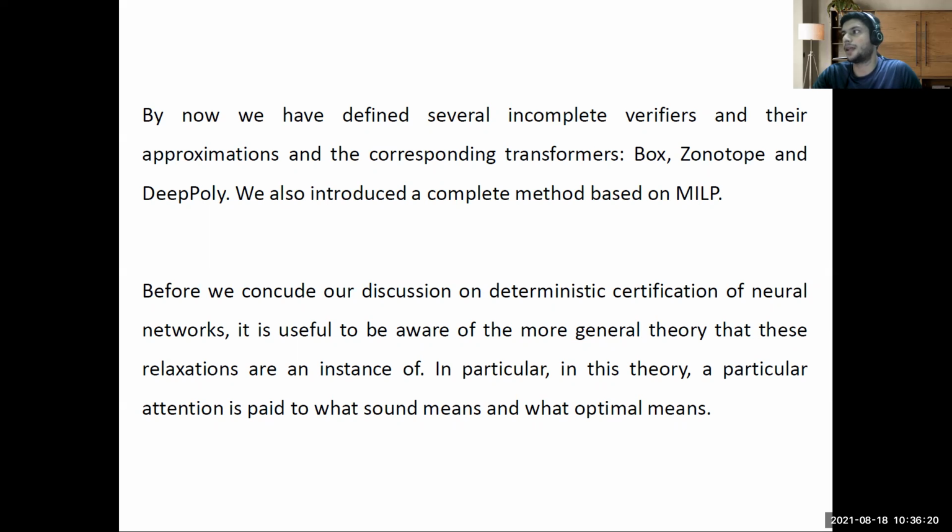As a summary, we have discussed box, Zonotope, and deep poly as incomplete verifiers. We also looked at the complete method based on MILP formulation. In next sessions, we'll be looking at whether we can train the models using these regions, not using concrete points, but taking all these shapes and back propagating using all these shapes also.